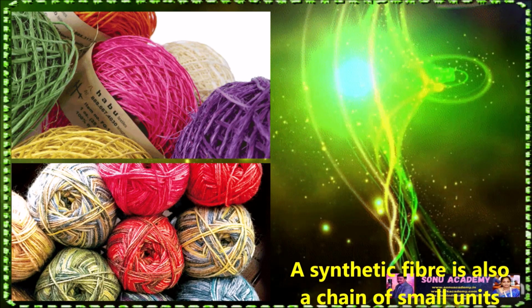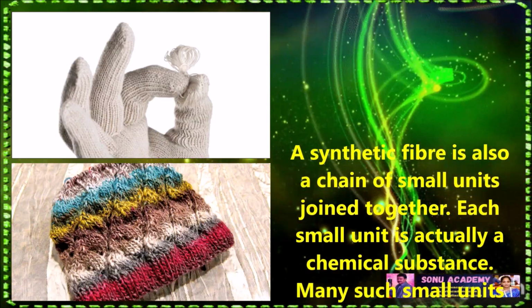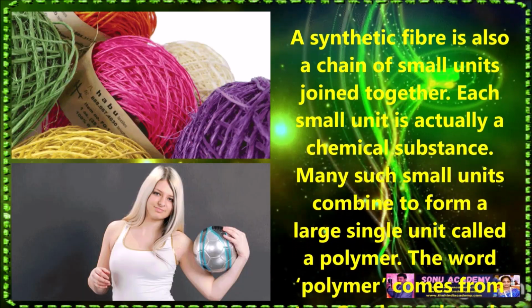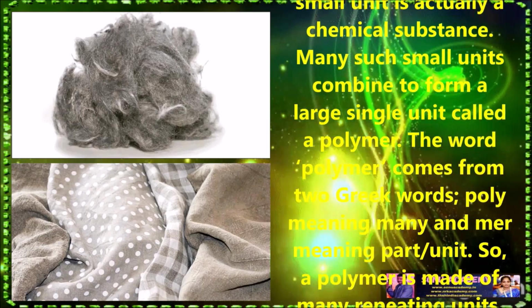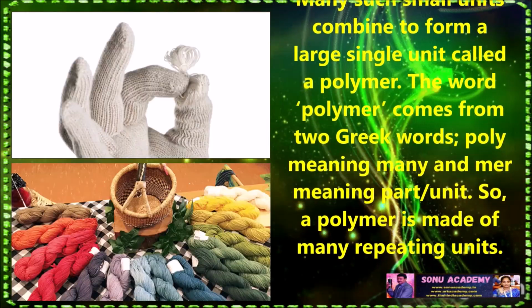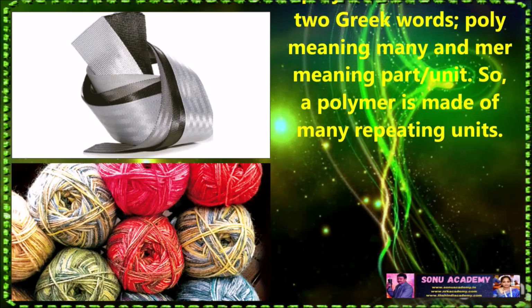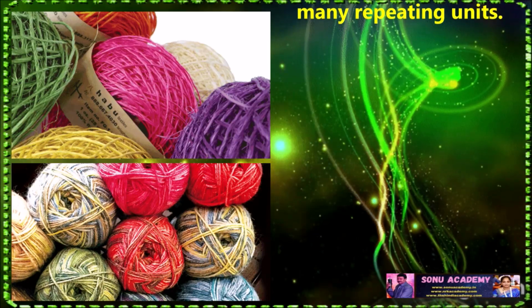A synthetic fiber is also a chain of small units joined together. Each small unit is actually a chemical substance. Many such small units combine to form a large single unit called a polymer. The word polymer comes from two Greek words. Poly means many and mer means part or unit. So a polymer is made up of many repeating units.